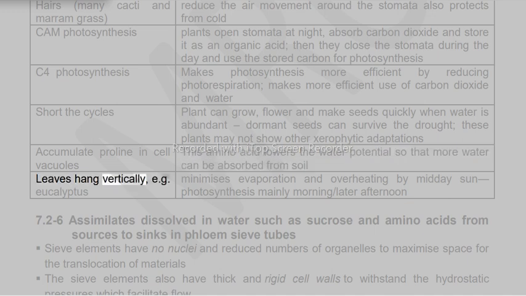Leaves hang vertically, e.g. eucalyptus. This minimizes evaporation and overheating by the midday sun. Photosynthesis occurs mainly in the morning and late afternoon.